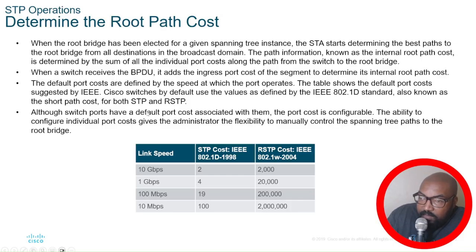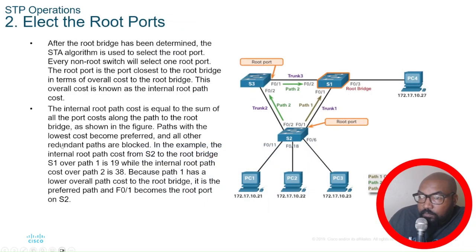Although switch ports have a default port cost associated with them, the port cost is configurable. So you can change that. We can change the configurations on those. The ability to configure individual port costs gives the administrator the flexibility to manually control the spanning tree paths to the root bridge.